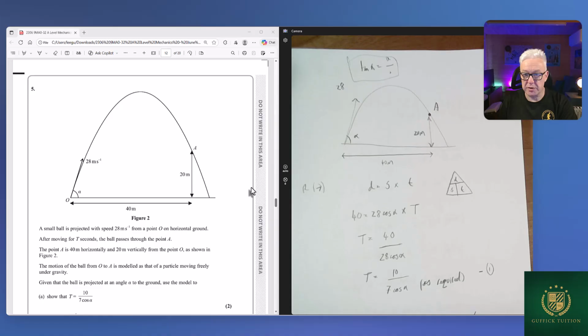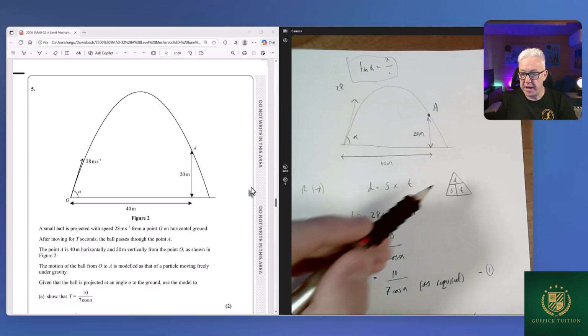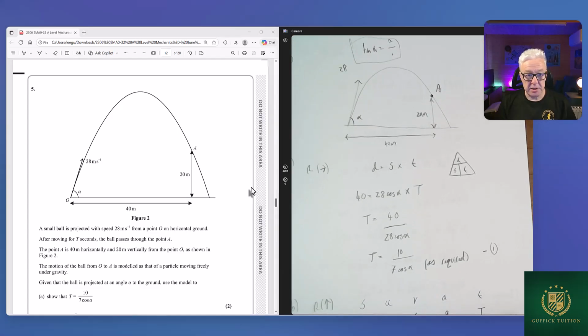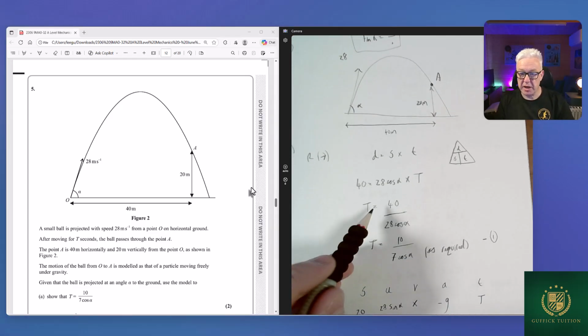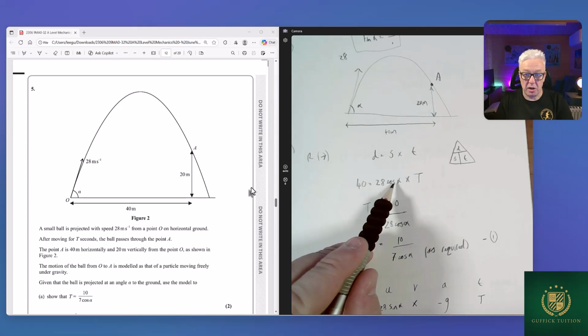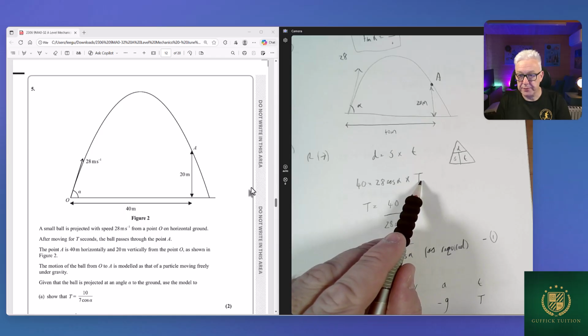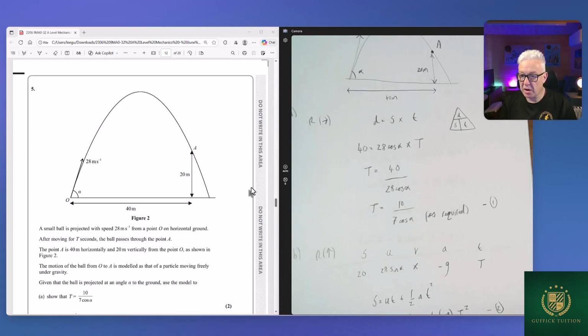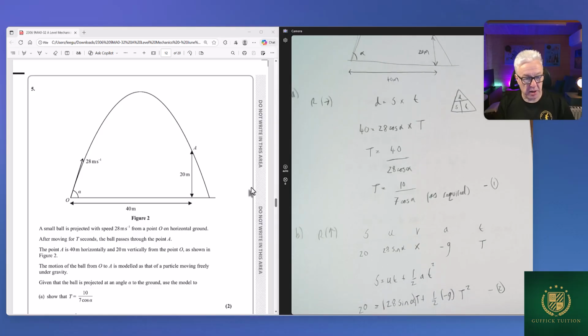But first of all, let's resolve horizontally. So there's our old speed, distance, time triangle. You might remember possibly from year 8 or somewhere around then. We want to find the distance, and distance is speed times time. We know the distance is 40 because we're given that in the question. The speed is 28 cos alpha because we're resolving horizontally, and the time is t. Rearranging gives t is equal to 40 divided by 28 cos alpha. There's a common factor of 4, which gives us 10/(7 cos alpha) as required. So that's part A done for a couple of marks.